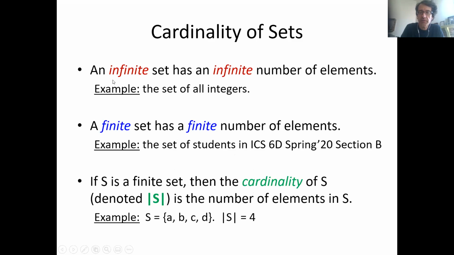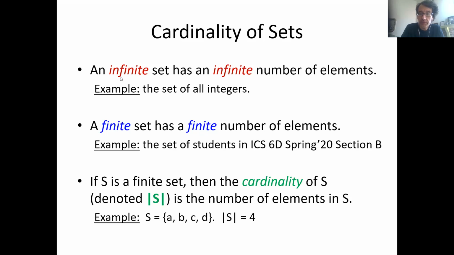You could have sets that have an infinite number of elements, like, for example, the set of all integers. Or you can have finite sets, like, for example, a set of students in a class. If S is a finite set, then I can denote its cardinality by 2 vertical lines before and after the set. This is read the cardinality of S, or simply the number of elements in S, because the cardinality is the number of elements.